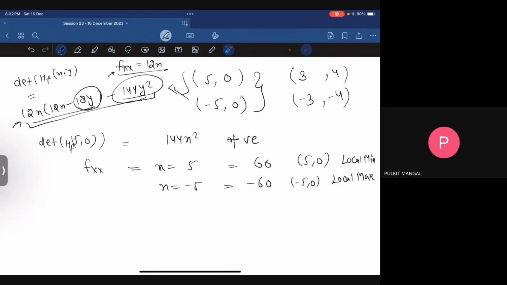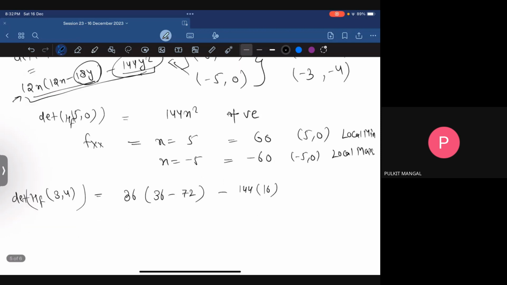Now for the remaining two points, we need to put the values here; there's no shortcut. For the point 3 comma 4, 12 times 3 is 36, 36 minus 18 times 4 is 72. Negative 2 minus 72, and of course this would go negative. Whatever it comes out to be, if the determinant is negative, it's a saddle point.